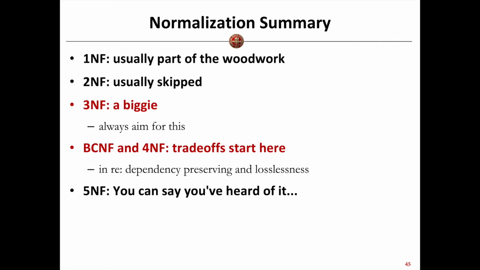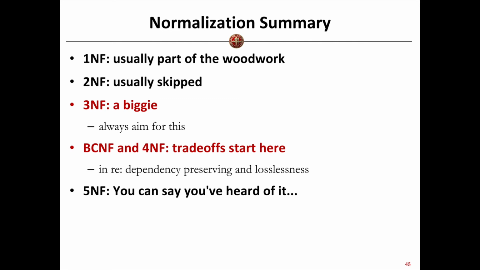Okay, so we'll provide a summarization of the different normal forms we can use. The first normal form is usually one part of the workflow, and the second normal form is usually skipped. It's very old. The third normal form is very important. We normally aim for this normal form in practice. For BC normal form and fourth normal form, the trade-off will start here, and we prefer to have dependency-preserving and lossless decompositions. And fifth normal form, you can say you know this or you heard about this, but we don't use this in practice.